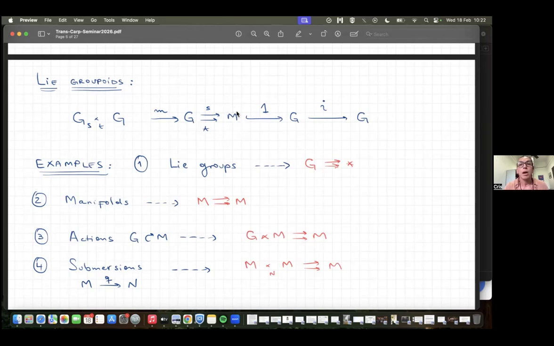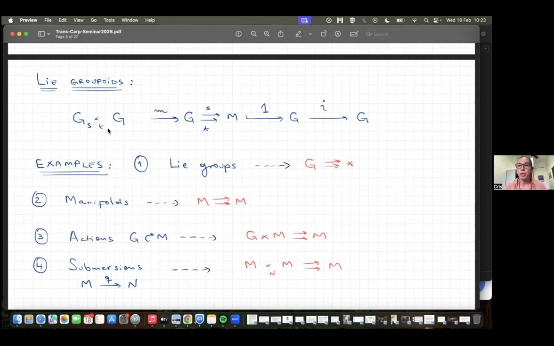Any object has a canonical automorphism, which is given by the identity. I denote this map by 1; it takes an object in M and gives you the identity morphism. This map i here is the inversion, so it takes a morphism and gives you its inverse. And this map m, called the multiplication or the composition of morphisms, is well defined whenever the domain and the codomain of two morphisms coincide, so you can compose them.